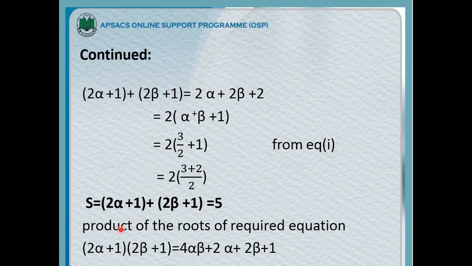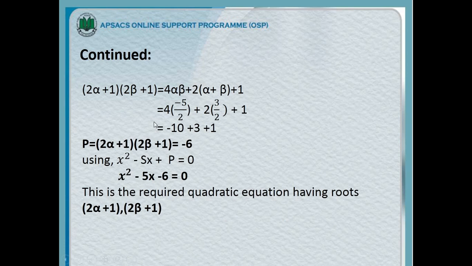Now the product of the roots of the required equation. We have to multiply these two roots of the required equation. By multiplying these two brackets, we get 4 alpha beta plus 2 alpha plus 2 beta plus 1. Now students, you can see in the first term we have 4 alpha beta, and in the second and third terms we can take 2 common. So we get 2 into alpha plus beta. So by taking 2 common, we get this equation.